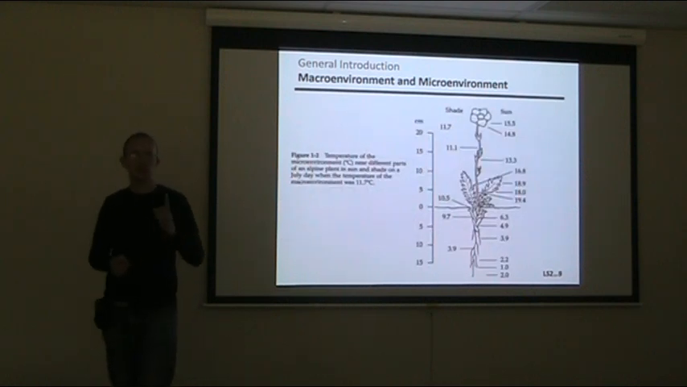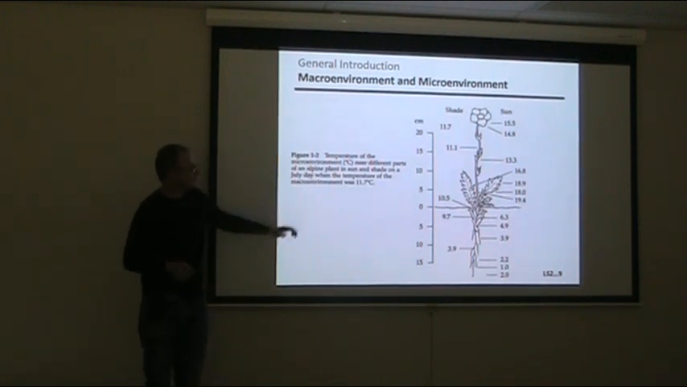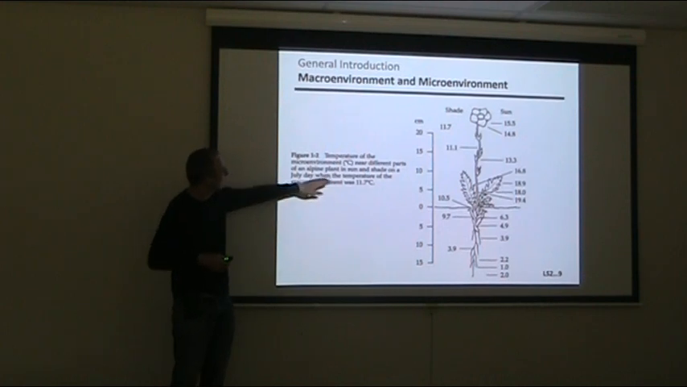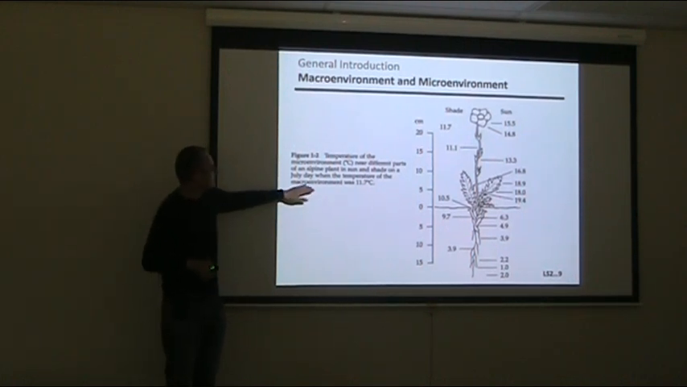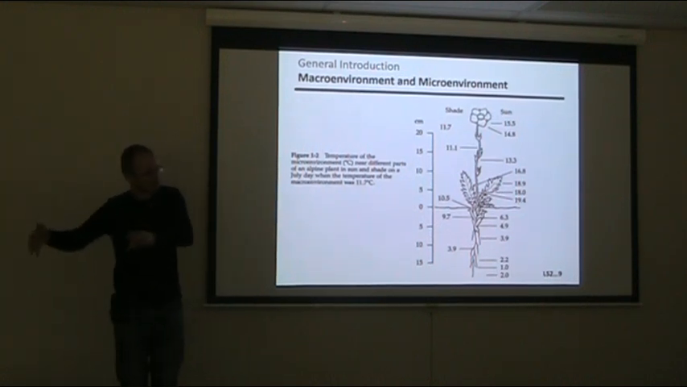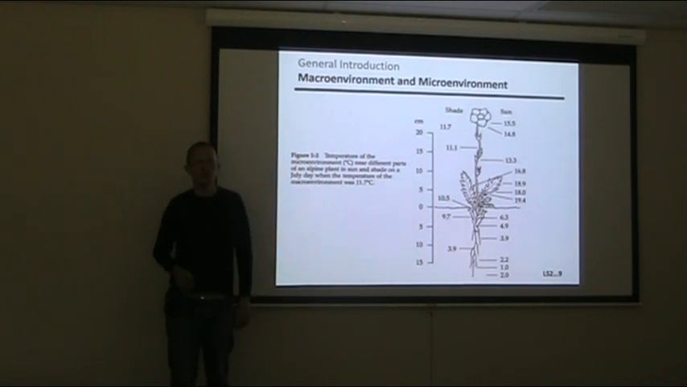It can even change at the level of one plant. So this is the microenvironment, or temperature, of an alpine plant, so high elevation, in the sun and shade on a July day, so this is northern hemisphere, this is summer for them. And the macroenvironment, so a weather station right next door, would say the temperature 20 meters up above this plant was 11.7 degrees.